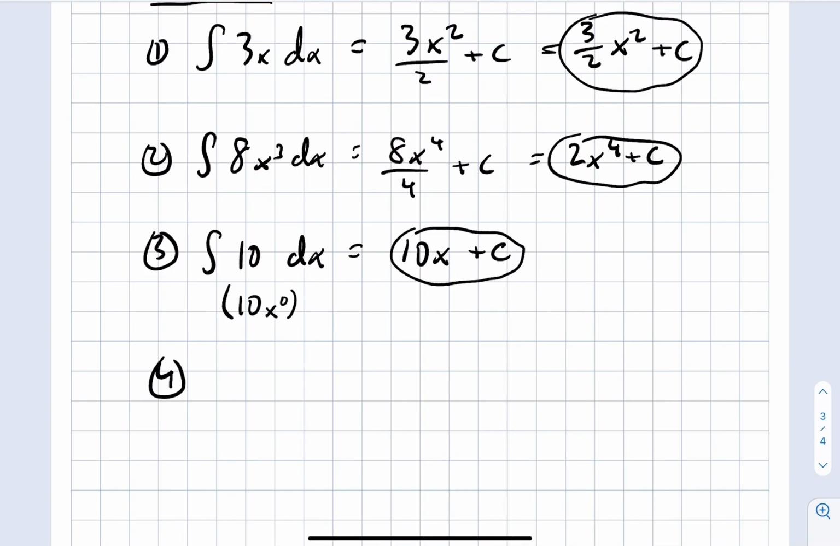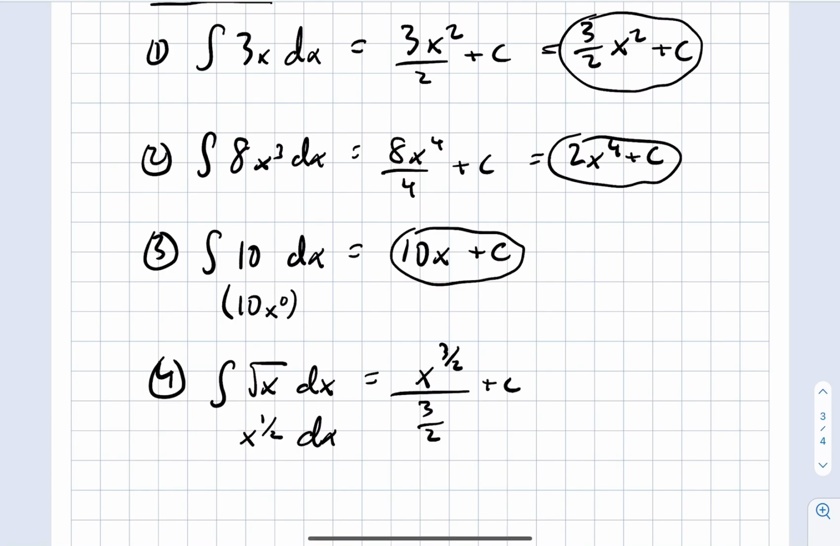And then finally, last one here, let's say we have the following. We have the square root of x dx. Well, again, I'm going to rewrite this. So that's going to be x to the 1/2 power dx. So I think about that now. I'm going to add 1 to the 1/2. So that's going to be x to the 3/2. And then I need to divide by 3/2. And then I will say plus c.